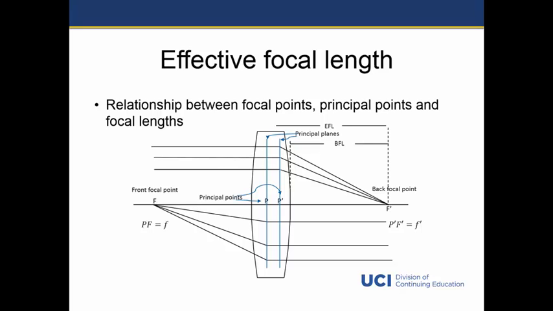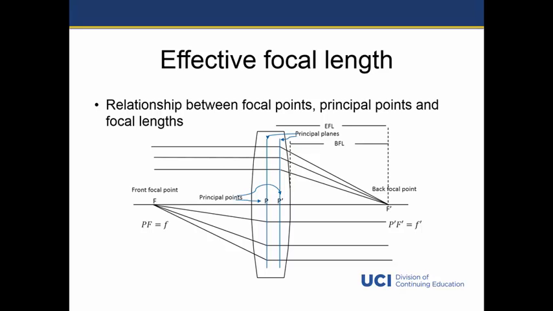Again, here is my back focal point, but when we talk about the effective focal length of a lens, what we're talking about is the distance from this principal point to the focal point. We're not talking about the distance from the back vertex to the focal point. That's referred to as the back focal length, but that actually has absolutely nothing to do with the actual focal length of the optical system.